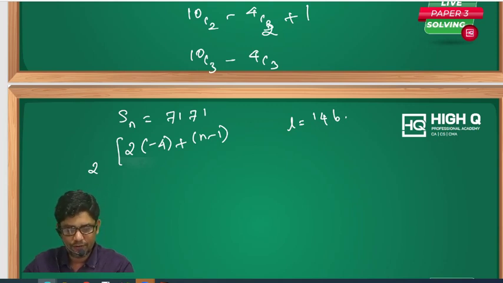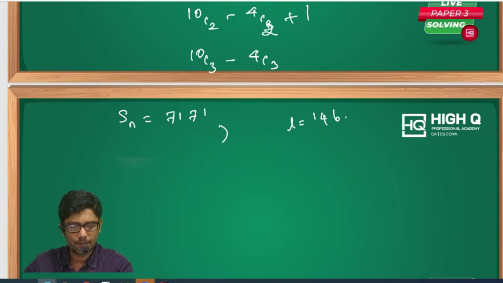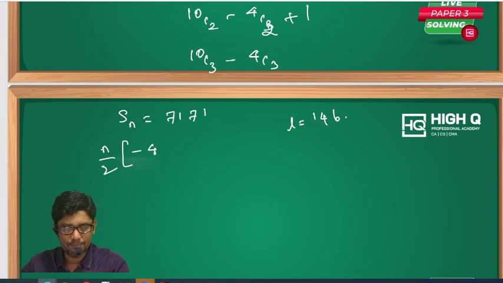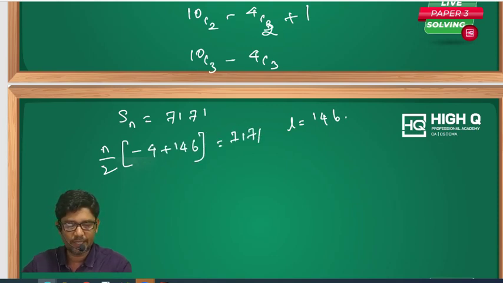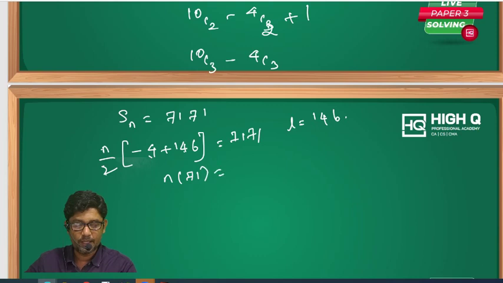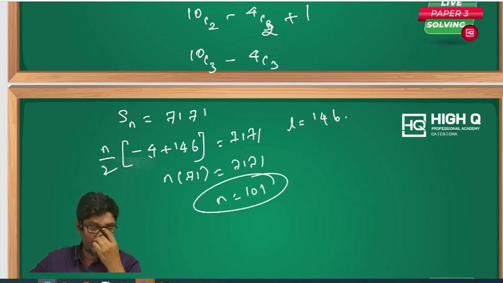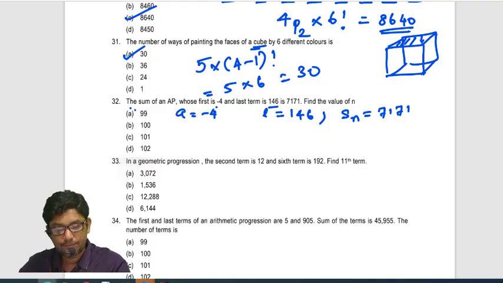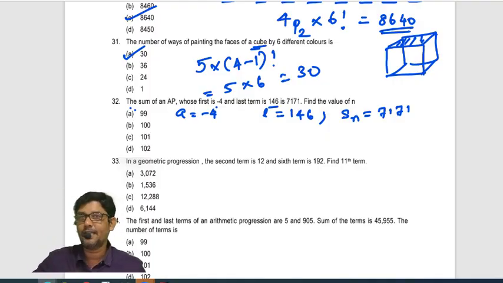Okay, instead of using this formula, the simple formula we'll use is n by 2 into a plus l is equal to 7171. Can you simplify this, my dear? Yes, 146 minus 4, 142. So n into 71 is equal to 7171. n is 101. What is n? 101.